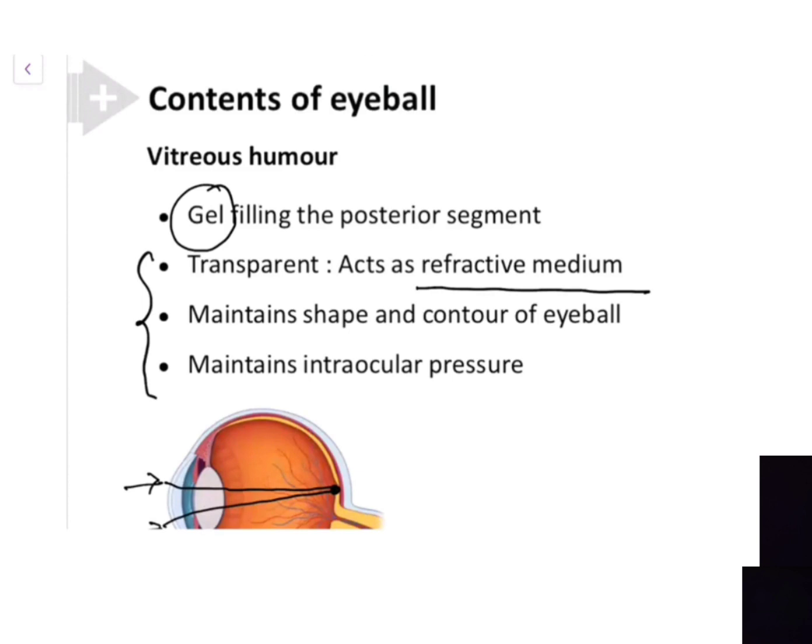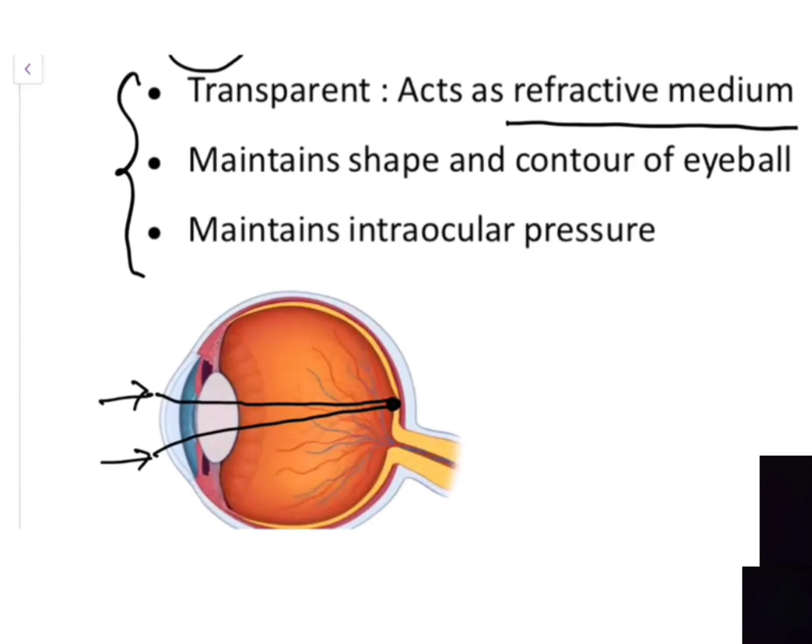So essentially, which are the refractive media of the eye? Which are the structures which are helping in the process of refraction? The cornea, the aqueous humor, the lens, and the vitreous humor. So these are the refractive media of the eye. Now what else does the vitreous do then? You can understand, it is occupying the maximum volume inside the eyeball. So it is responsible for maintaining the shape of the eye and also for maintaining the intraocular pressure. So the shape and contour of the eyeball and the IOP are also maintained by the vitreous. Essentially, it is a refractive medium. These are the other functions.